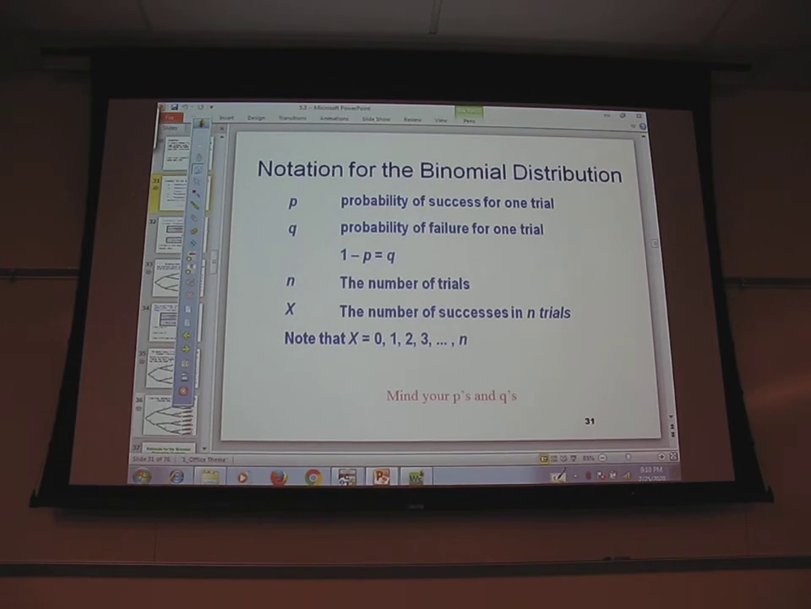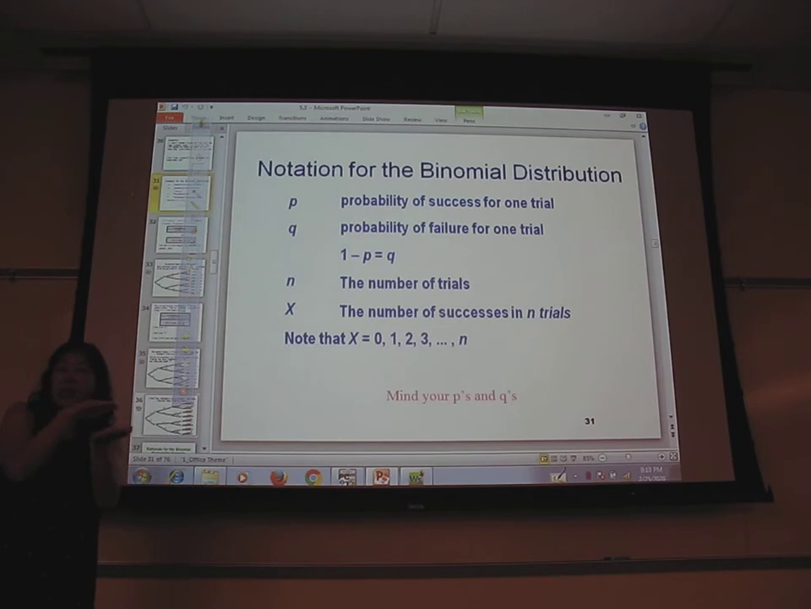The other thing that's really important to notice is that P and Q are little. The reason they're little is that it's the probability for just one trial, one tiny trial, which is part of the larger thing. That's why it's little p and little q, because it's just the probability of one trial, like one flip of the coin or one draw of a marble.